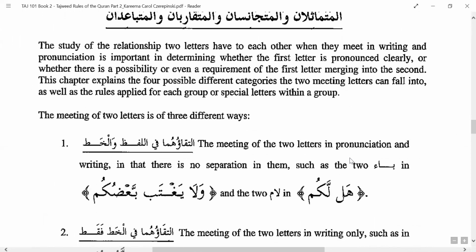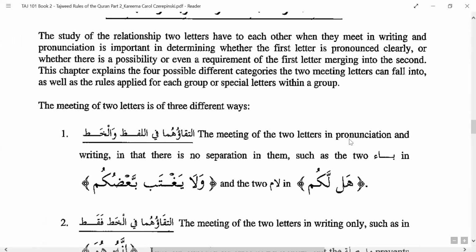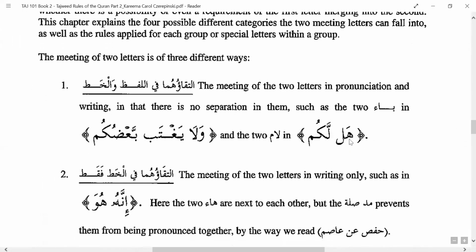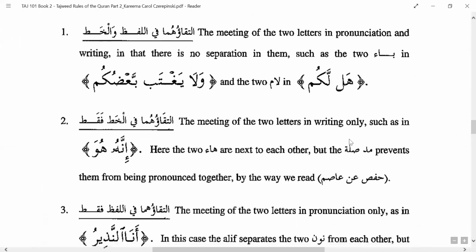Now, alike means how can they be alike? First thing you need to know is the three different ways two letters can meet, and out of that, this book is only covering one of them. The first one is where in writing and in pronunciation they are the same. That means there is no difference, there is no separation.